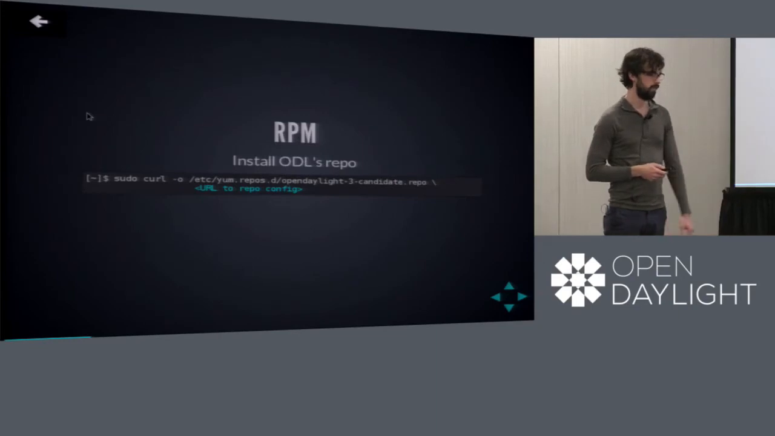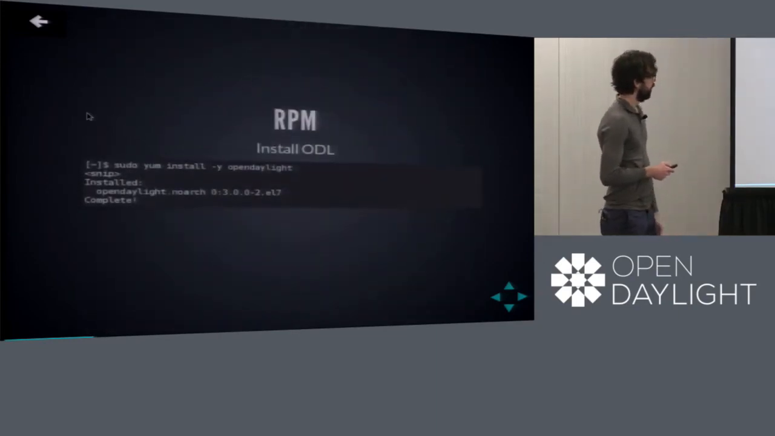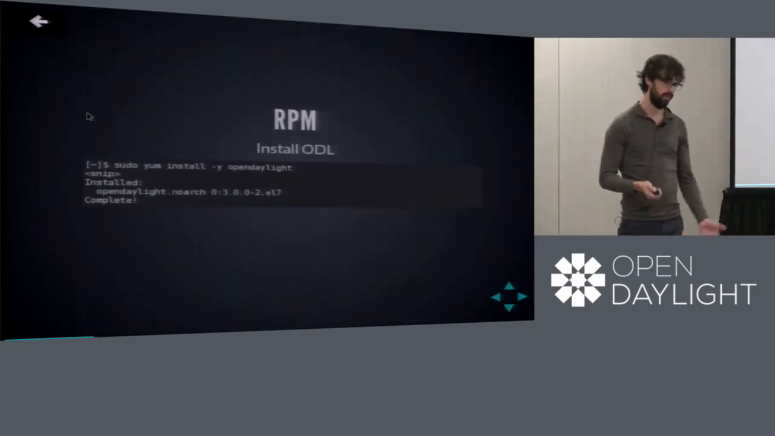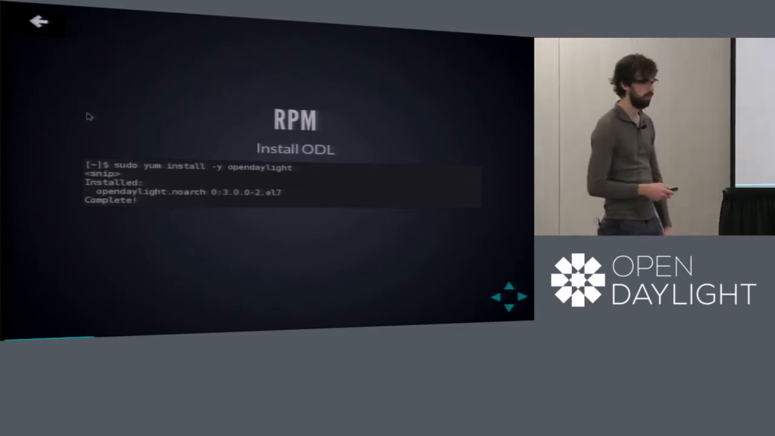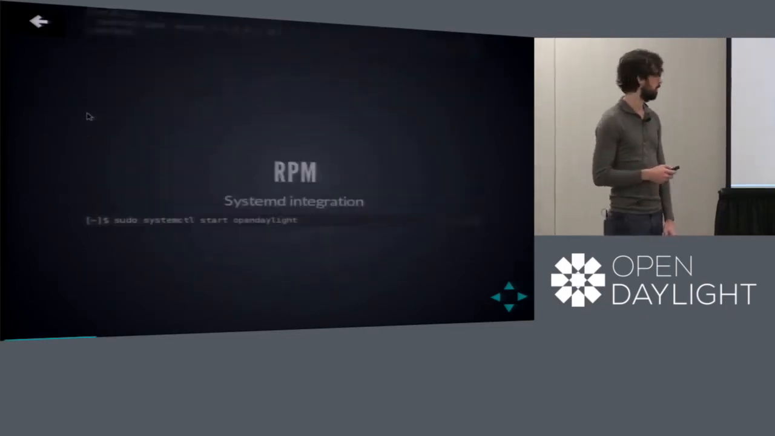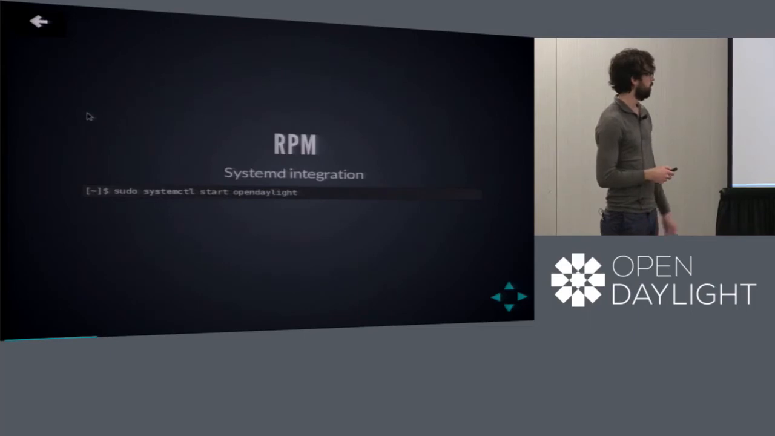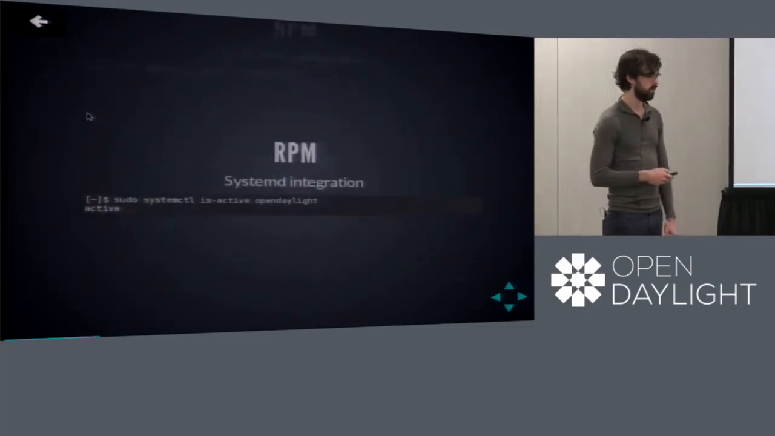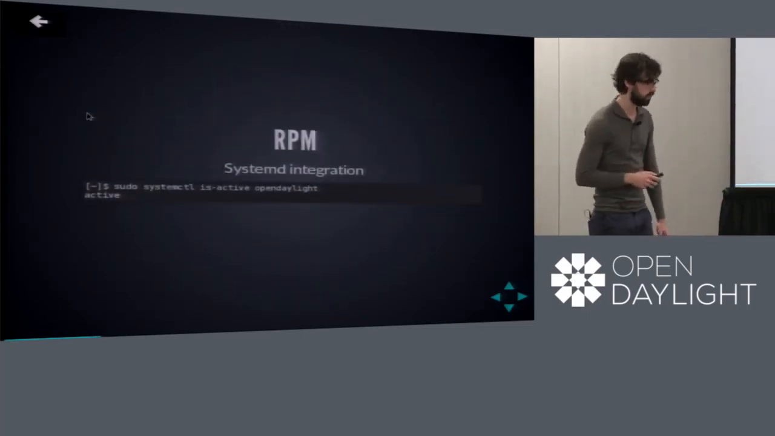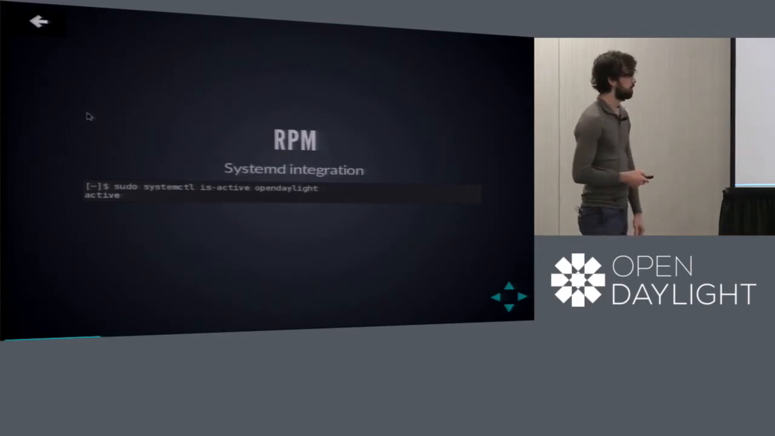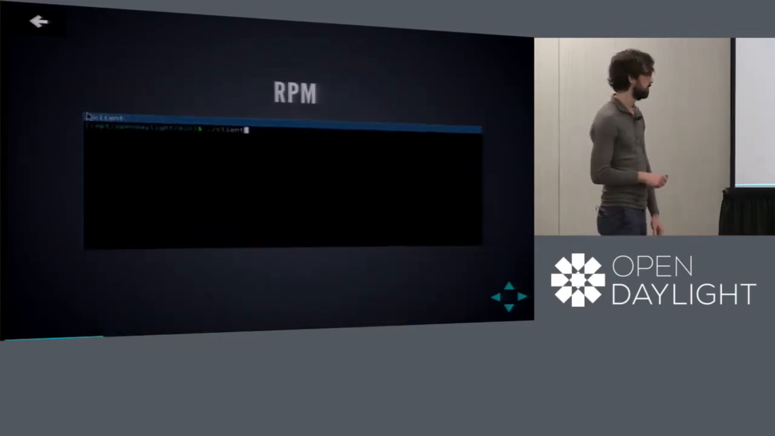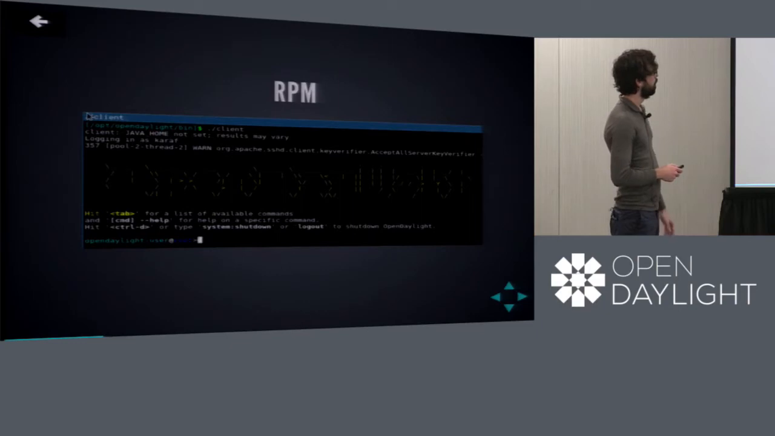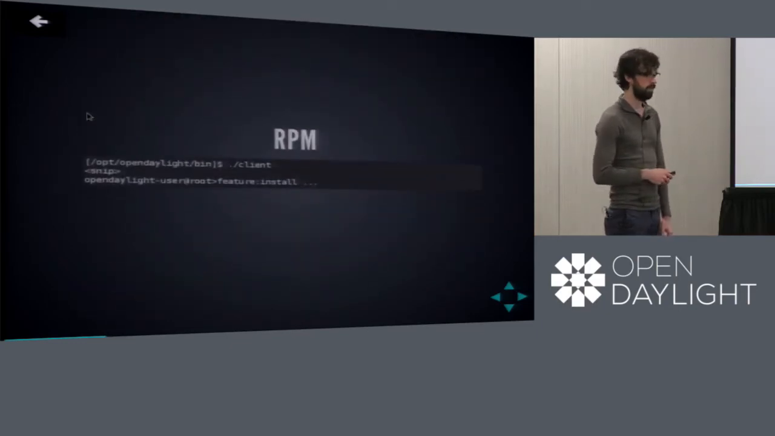Lithium, there's current ones for Beryllium. And then once you have that file in the right place, it happens to land with the right permissions, which is quite nice. You can just sudo yum install -y opendaylight, it downloads, and you're good. You can then start the OpenDaylight systemd service with sudo systemctl start opendaylight and verify that it's running with is-active, and it in fact is. So that's all fun. We can grab our shell and install any features that we want.